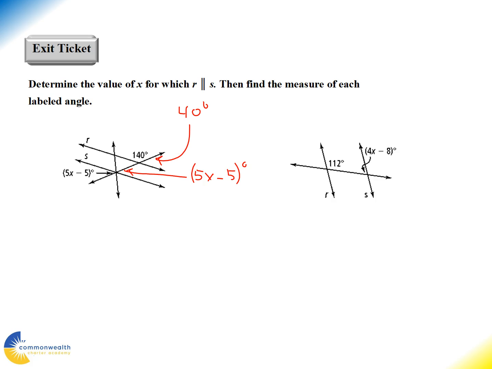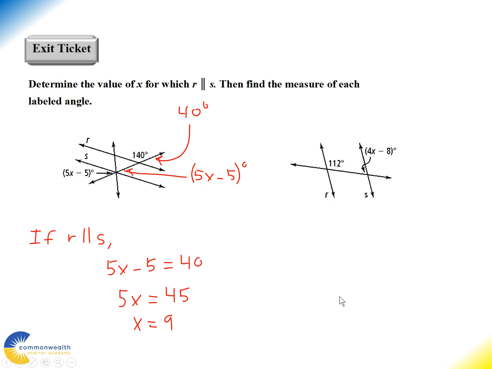The reason that's important is that the two angles both being pointed to with arrows are corresponding angles. If they're corresponding angles, they need to be congruent to each other, which means for R to be parallel to S, 5x minus 5 needs to equal 40. Therefore, I would add 5 to both sides to get that 5x equals 45, and then finish by dividing by 5 on both sides to get that x equals 9. So that's the x value for the first figure.